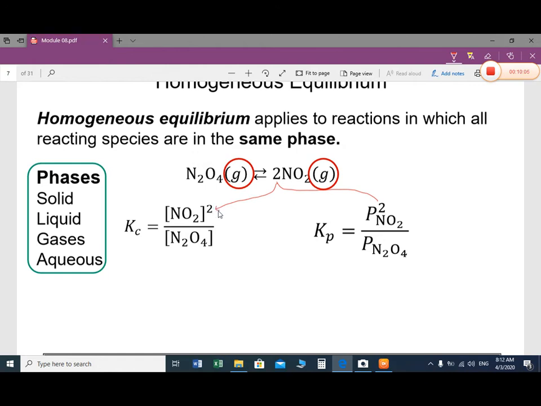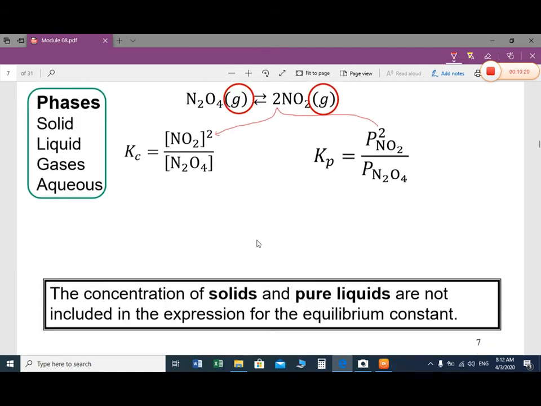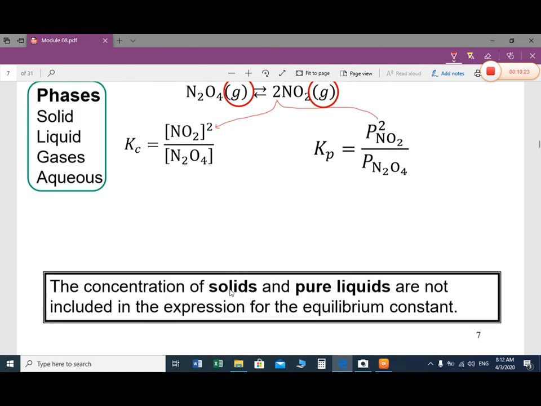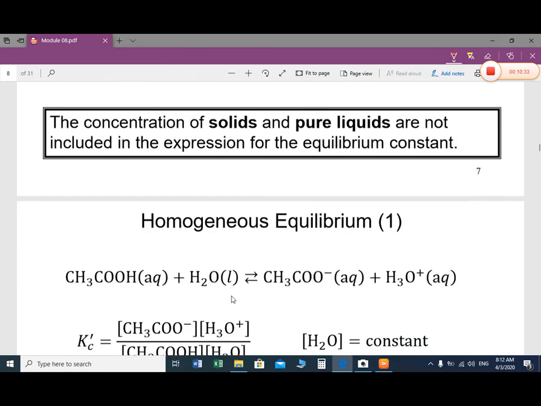So we now have two equilibrium constants: one in terms of concentration, another in terms of pressure. We will study this relationship, but here the more important thing is that the concentrations of solids and pure liquids are not included in the expression. We have to remove them. Okay, let me elaborate with an example here.